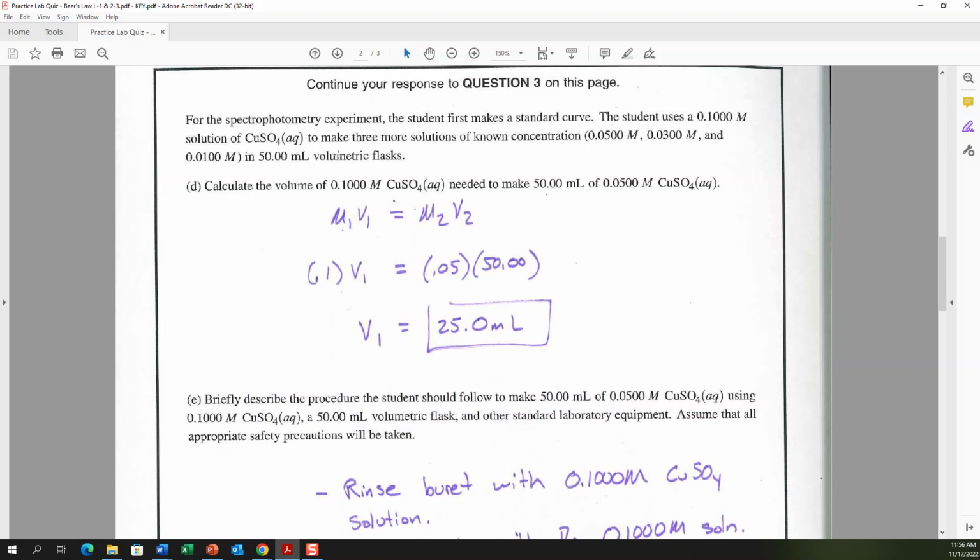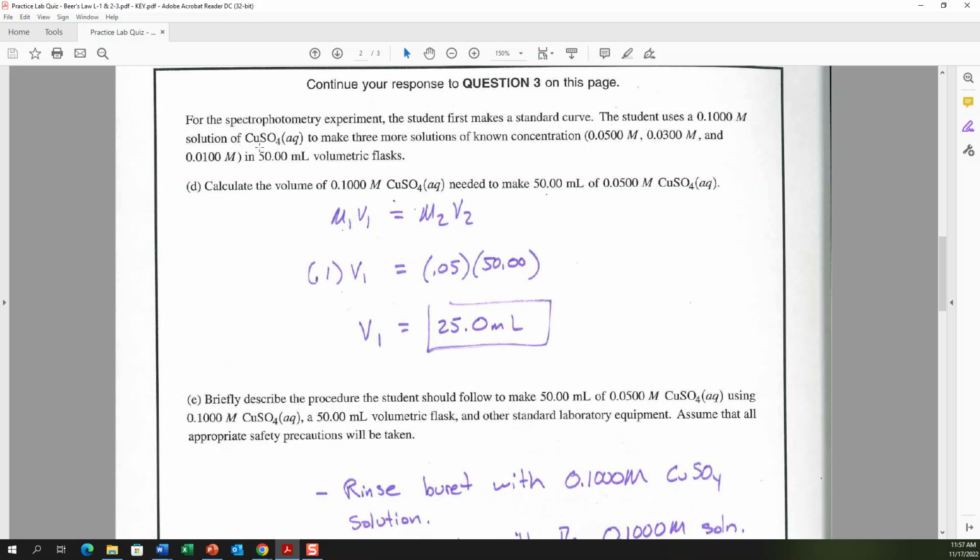But remember, the first thing we did in our brass lab was we made standardized solutions of copper ions so we can make that graph of absorbance versus concentration for copper. So that's what they're doing. So the student uses a 0.1 molar solution of copper sulfate to make 3 more solutions. So they take a 0.1 molar solution and they dilute it to 0.05, 0.03, and 0.01.